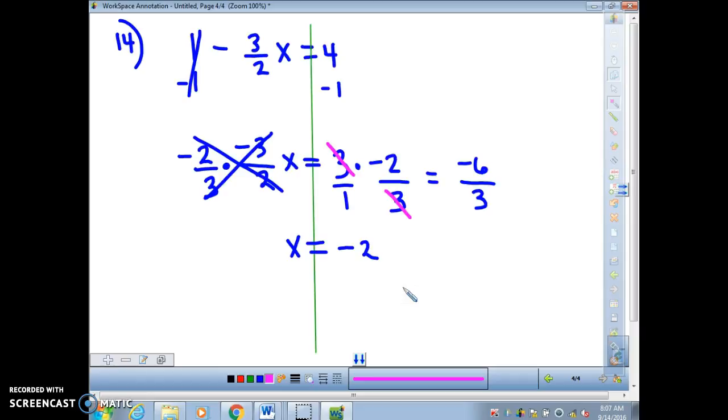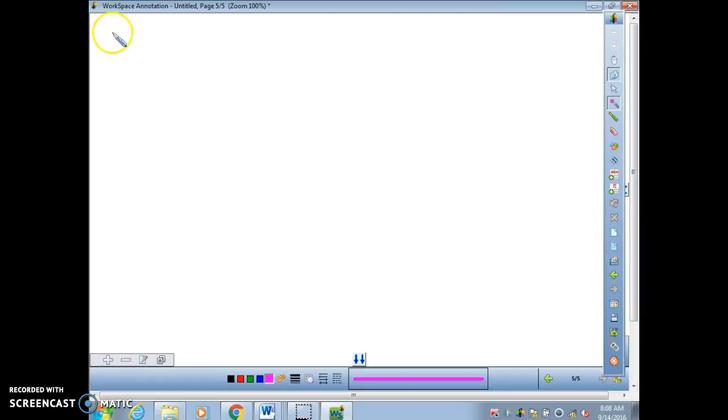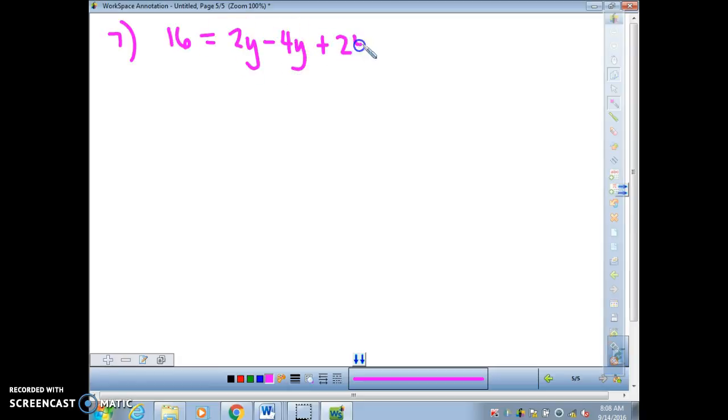Anybody else need to see one of the homework problems? Which one? 7? Okay, so we have 16 is equal to 2y minus 4y plus 24 plus 6y. Okay, I'm going to turn this around and put my variable on the left side.